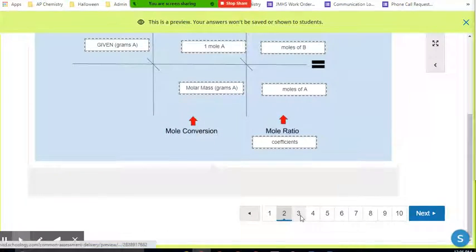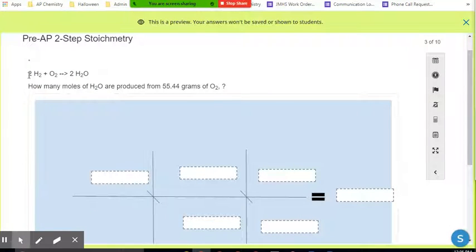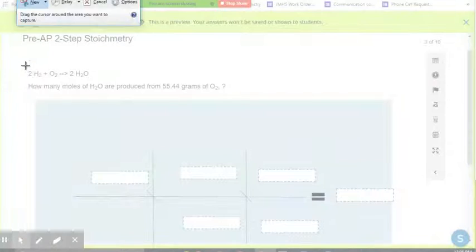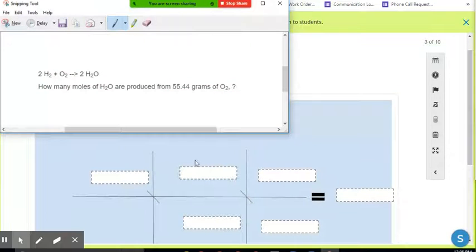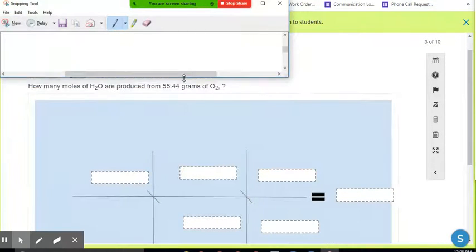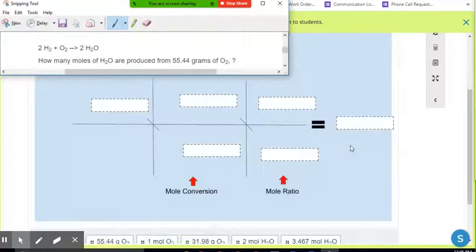Let's go to number 3 together. On number 3, you have this balanced equation up here, and you have the question. I'm going to go ahead and take a snip of that so we can keep it on our screen while we're working through this. There we go. And I'm going to scroll this one down. Here's our balanced equation. It says how many moles of H2O are produced from 55.44 grams of O2. So here's the number value. That's what's given to us.